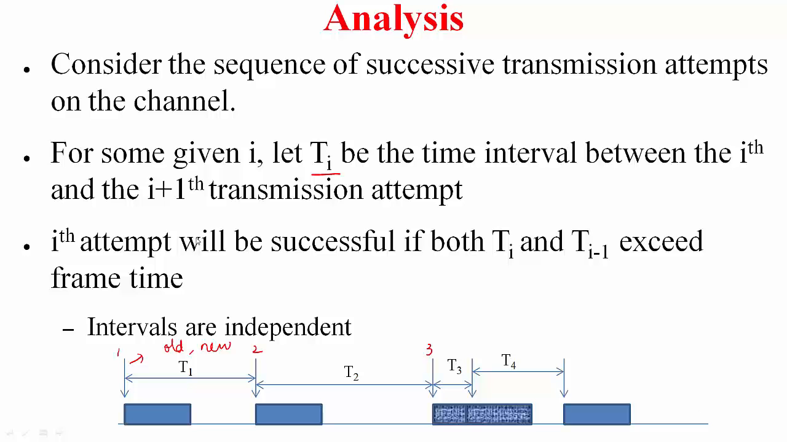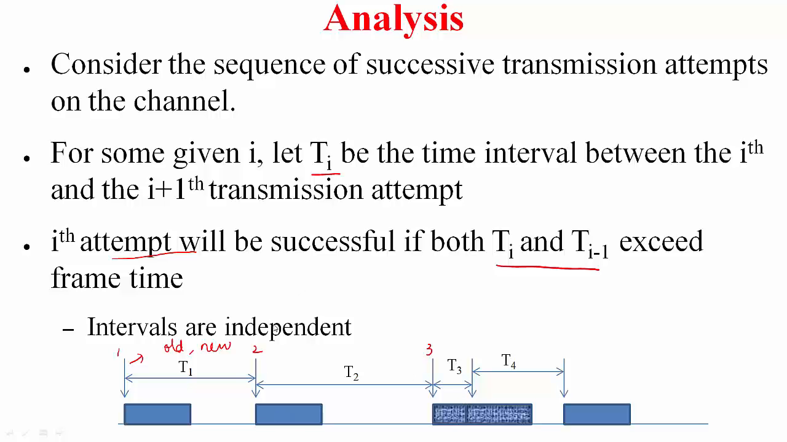So this is the crux of the analysis, where I claim that the ith attempt will be successful if both Ti and Ti minus 1 exceed a frame time. So for example, this attempt was successful because the previous interval T1 exceeded the frame duration. If it didn't, if this was really short, this frame would overlap with this particular frame. So that is where Ti minus 1 has exceeded a frame duration. Not only that, this frame was successful because the next arrival did not happen within the frame time. In other words, the next arrival did not collide with this.